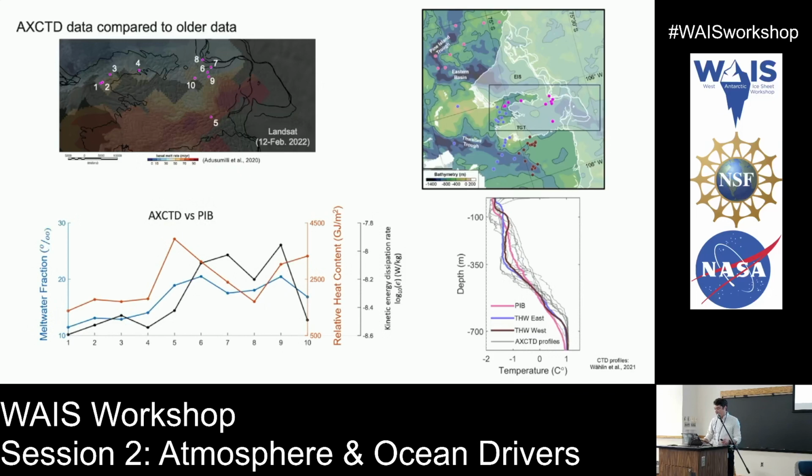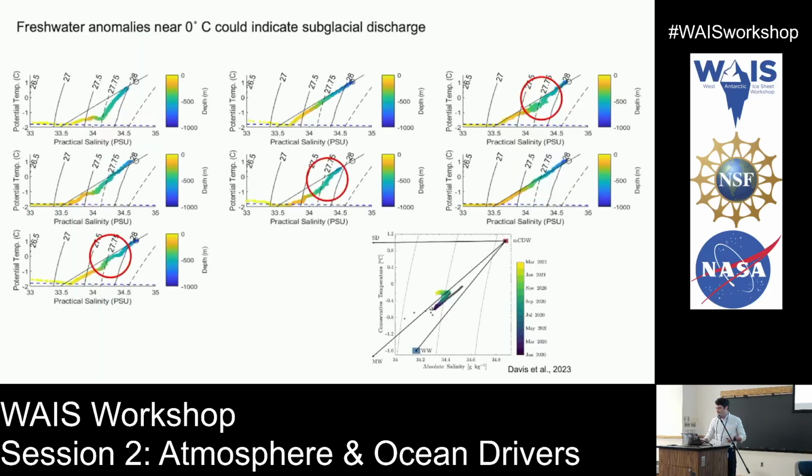So I'm almost out of time. I just want to quickly say that we've computed relative heat content and also this kinetic energy dissipation rate. And there's an interesting relationship here that I'd love to talk to anybody about that's interested. My remaining 30 seconds, I just want to come back to that idea of subglacial discharge. So we learned from Peter Davis's paper, and others, by the way, but I really like Peter's plot here, that subglacial discharge should show up kind of like this.